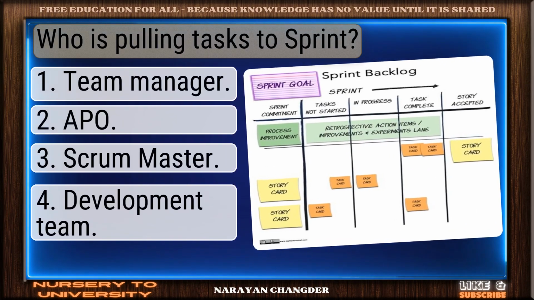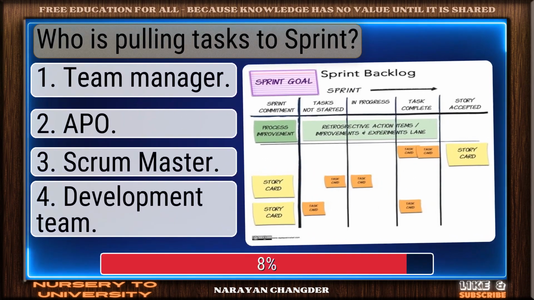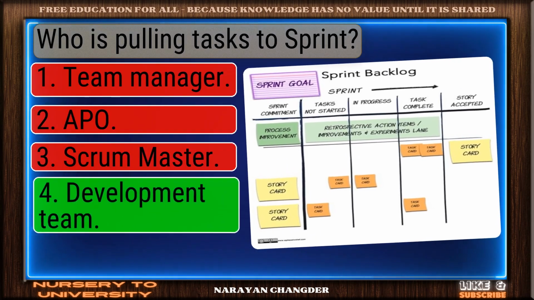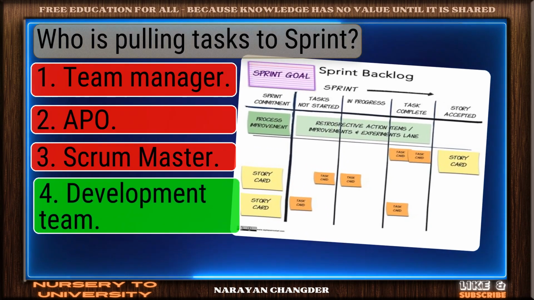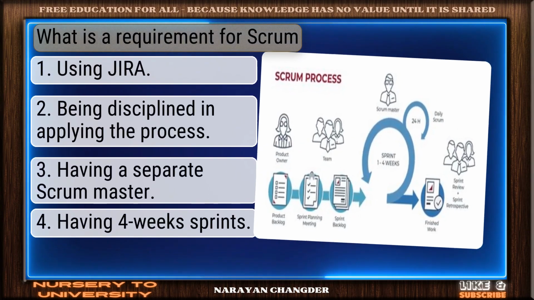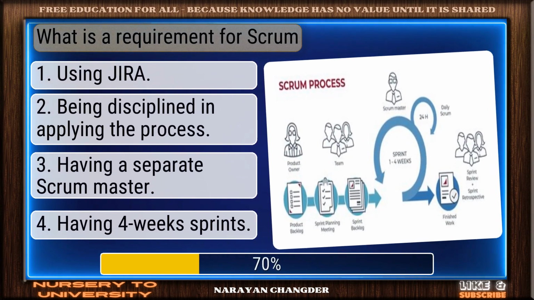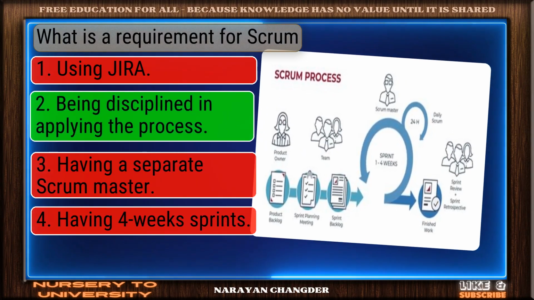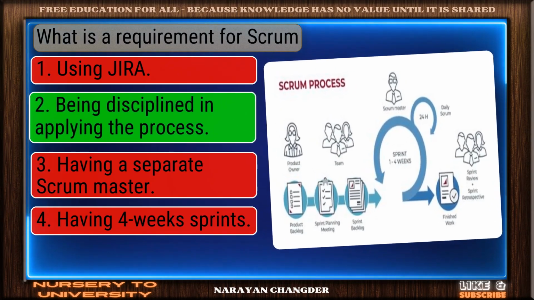Question number 17. Who is pulling tasks to sprint? Well picked. Development team is the correct answer. Question number 18. What is a requirement for Scrum? You chose being disciplined in applying the process, and it is correct.